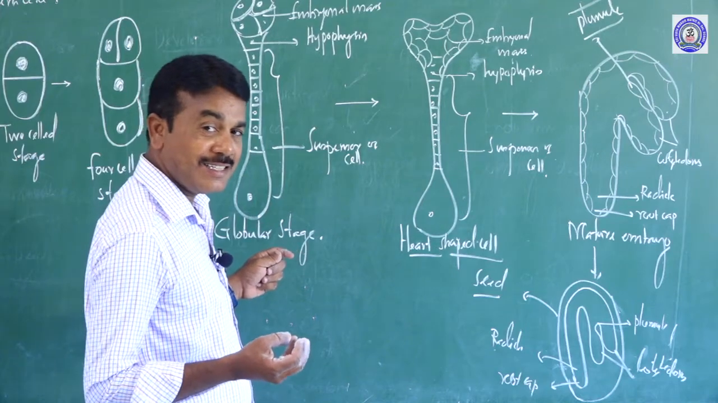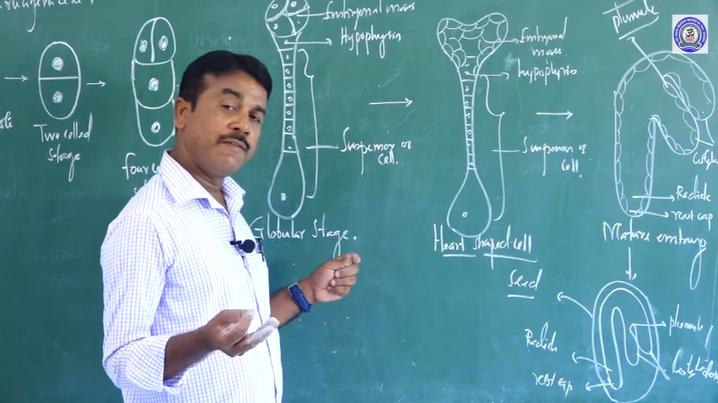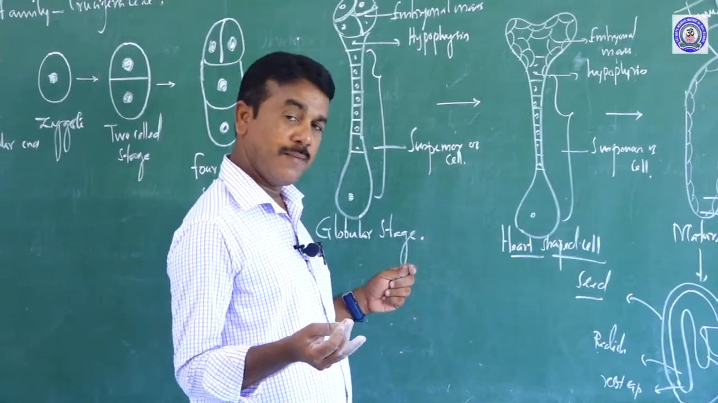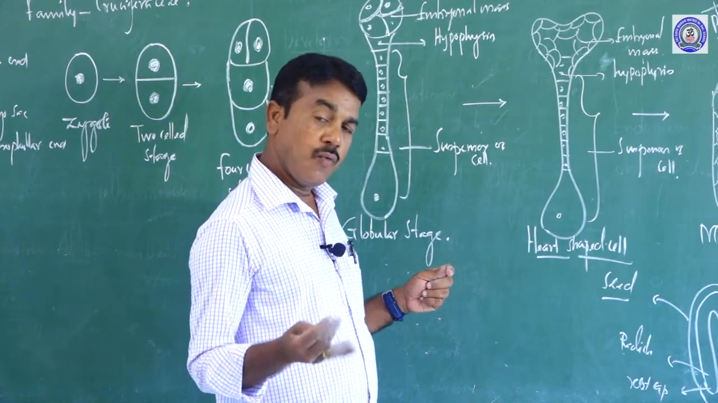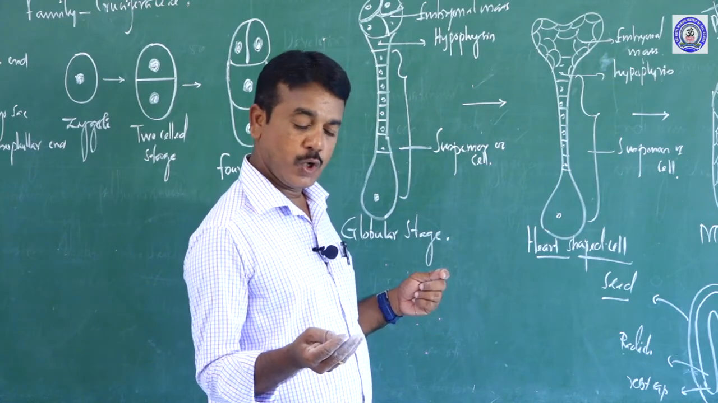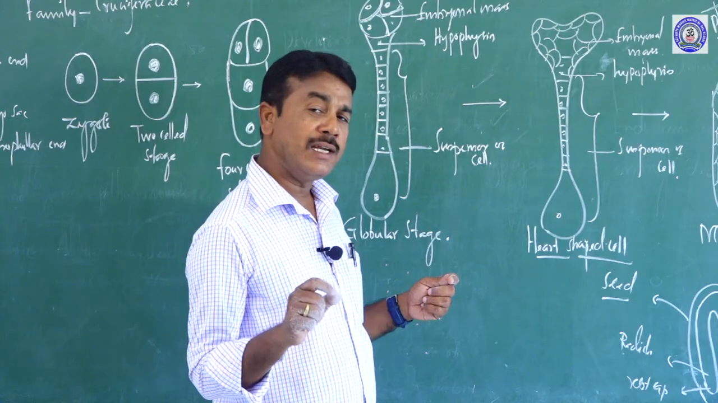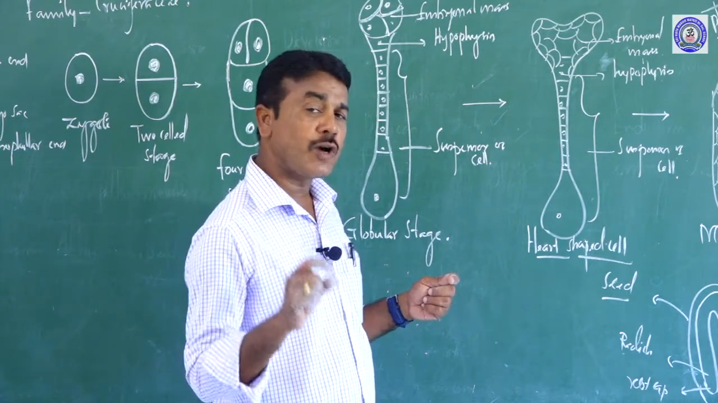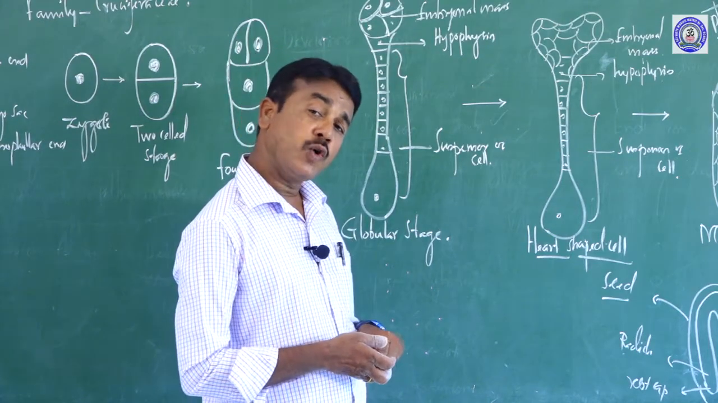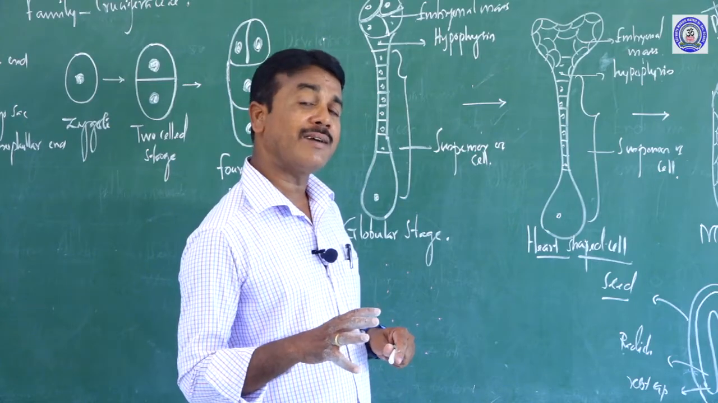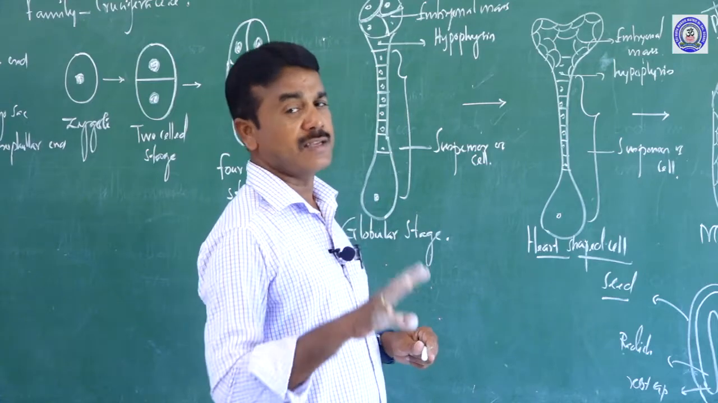What are the stages? The zygote is one-celled. The zygote divides to produce the two-celled stage. The two-celled stage divides into the four-celled stage. The four-celled stage divides to the globular stage. So before maturity, the embryo passes through the globular or heart-shaped structure. When it attains maturity, the mature embryo has three components.